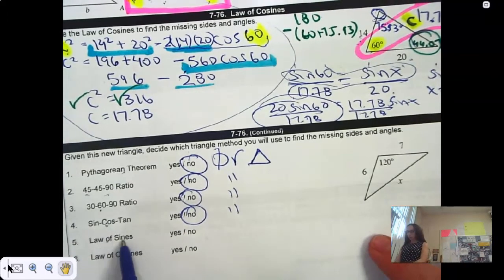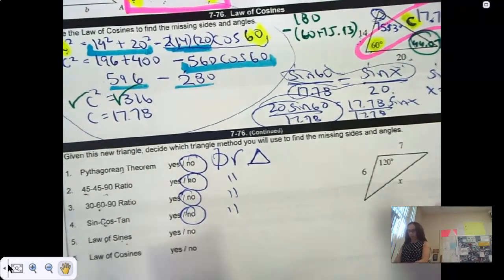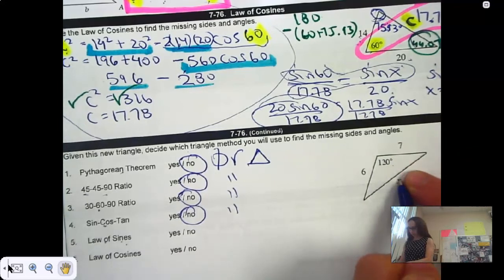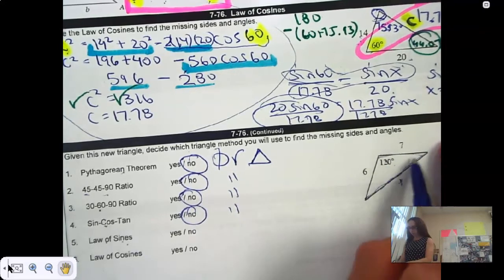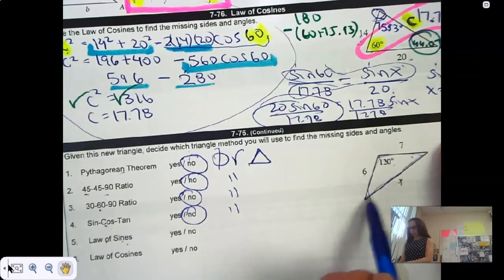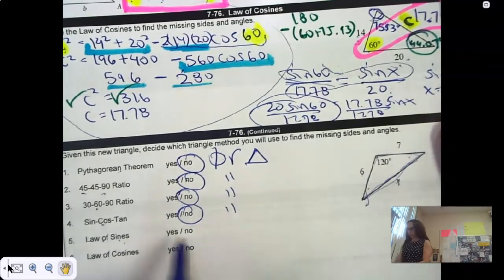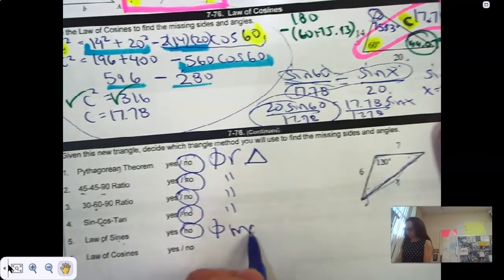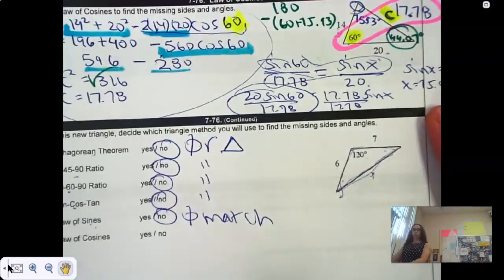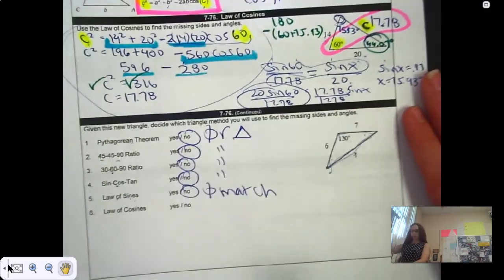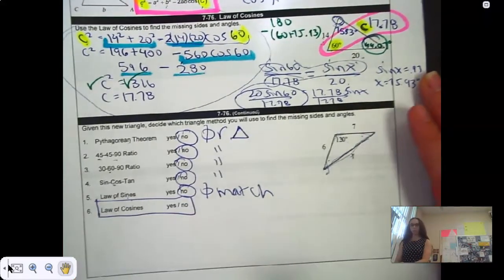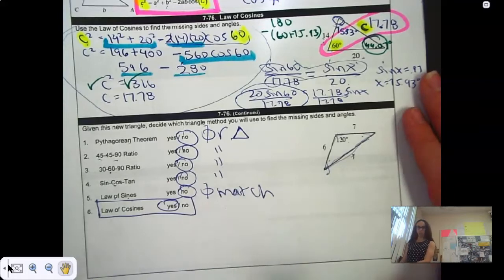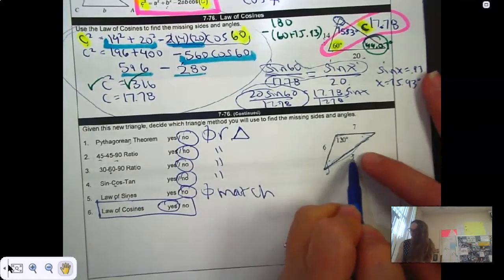Can I use law of sines? Let's see, that goes with that. No, not a match. It would be a match if I knew the number. This goes with that, so that doesn't match. This goes with that, not a match. So no, because there's not a match. So what would I have to do? I have to do the law of cosines. Yes. Okay, so let's say I wanted to find that.